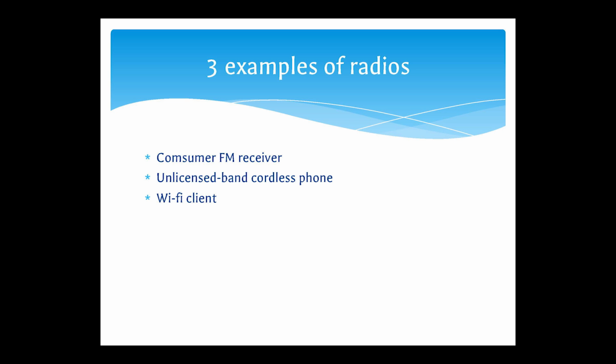Here, as we go from the basics of RF to software-defined radios, we will go over the basic radio architecture so you get a bit of understanding of how these devices work. The basic radios I wanted to see are a consumer FM receiver, an unlicensed band cordless phone, and a Wi-Fi client.